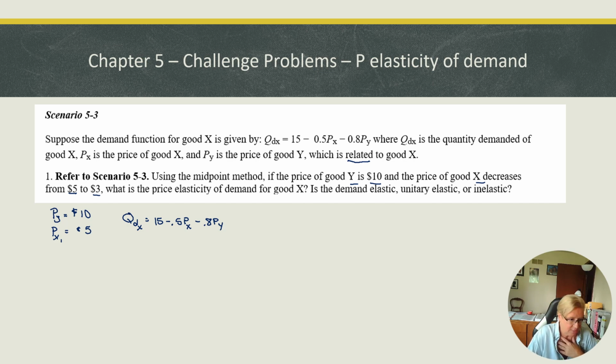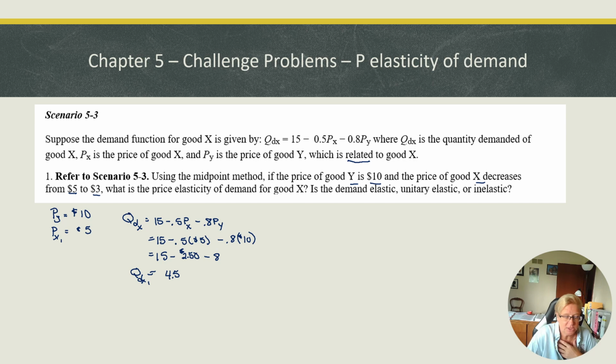So from that, we end up with 15 minus 0.5 times $5 minus 0.8 times $10. That equals 15 minus 2.5 minus 8, and when we do that math, we get 4.5. So the quantity demanded of X, and I'm going to make sure I put a 1 there, is 4.5.